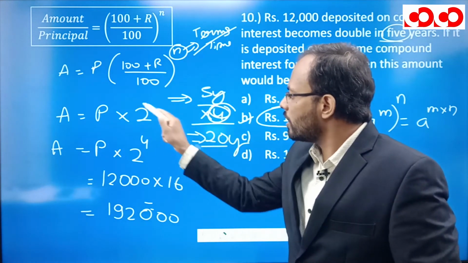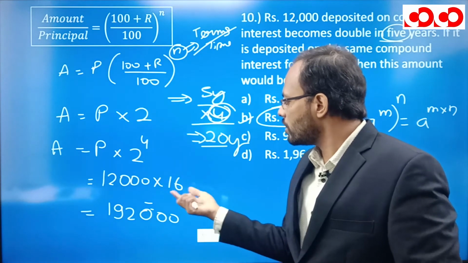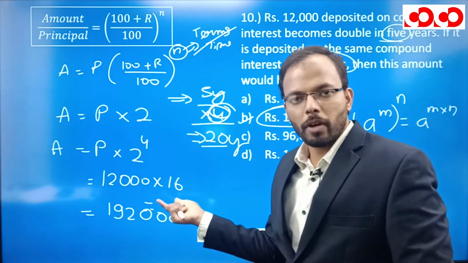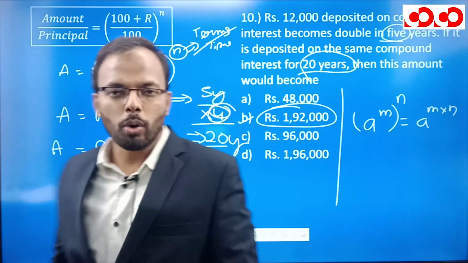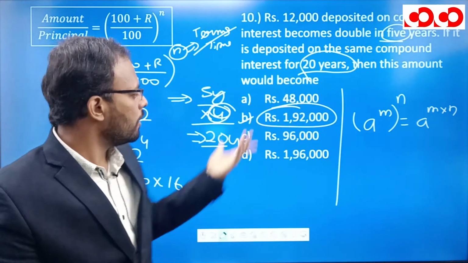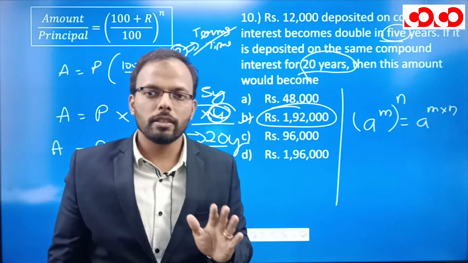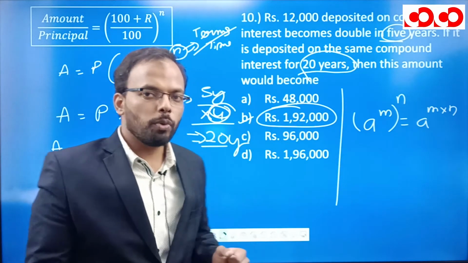So it is nothing but this factor is becoming 4 times, which is what? 16, right? 2 to the power 4 is 16. So the principal was 12,000 multiplied by 16 and the amount will be 1,92,000. Isn't it very easy? Let's move on to the next question.